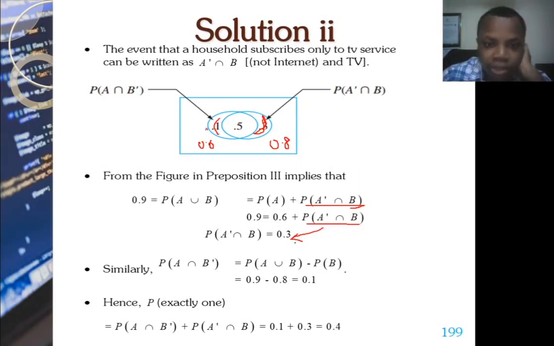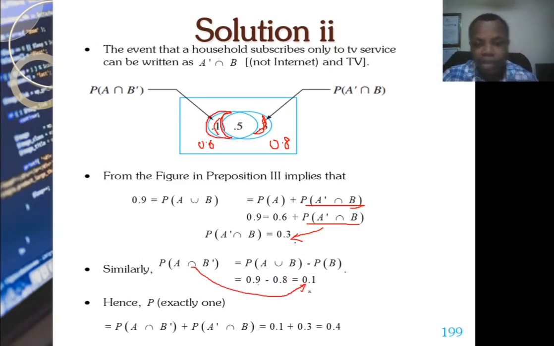Now let's do the same for this section. And using the same formula, we already know our probability of A union B minus probability of B. We know this to be equal to 0.9 minus the probability of B, which is equal to 0.1. So this portion that we also have here, which is the probability of A only, gives us this 0.1, and that is why we have this portion.